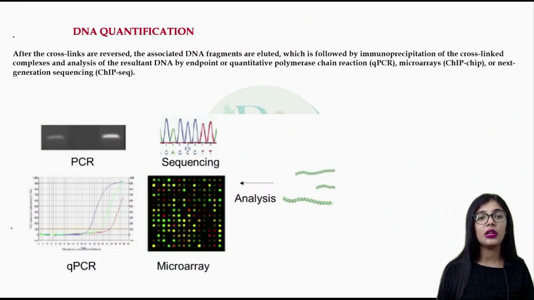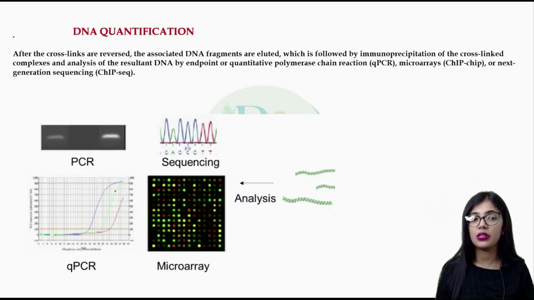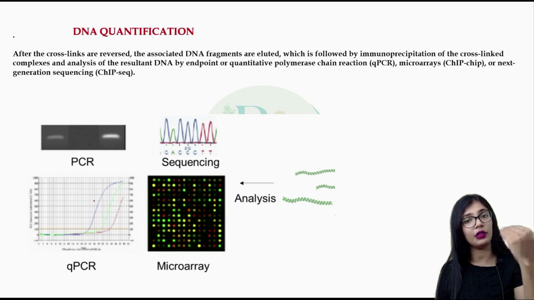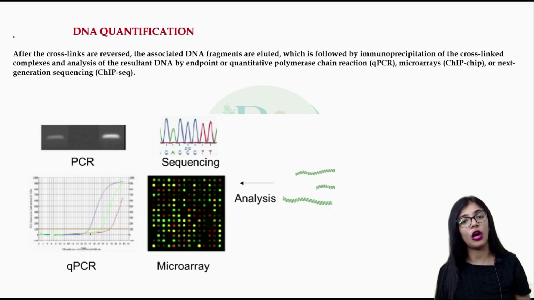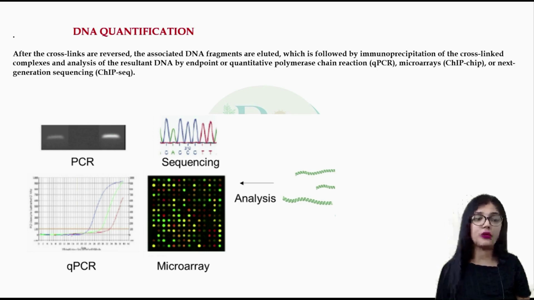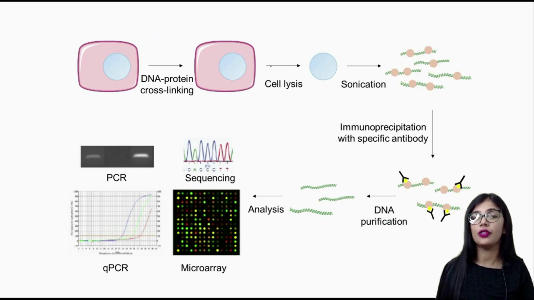The next step is the DNA quantification. The last step was the DNA quantification. For DNA quantification, we will get the specific DNA. After treating with proteinase K, we will remove the protein and we will give only the DNA for PCR, qRT-PCR, or sequencing as well as microarray for further analysis. Using this diagram, let us see overall how this process was done.